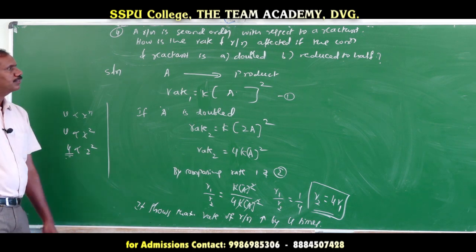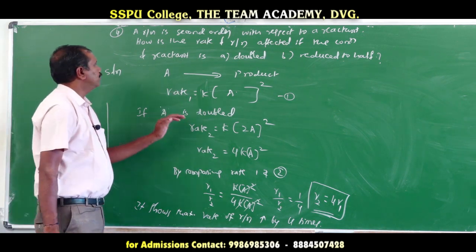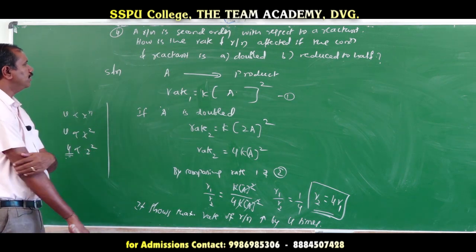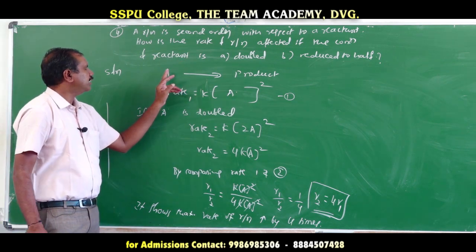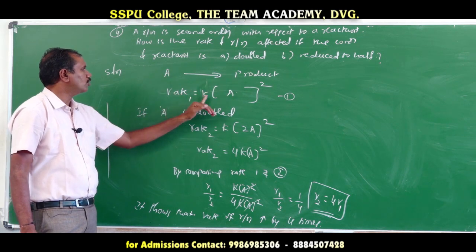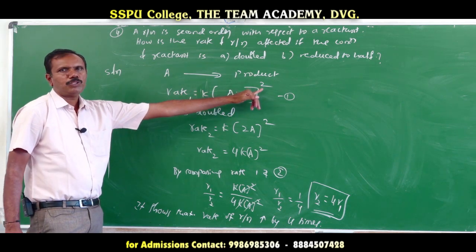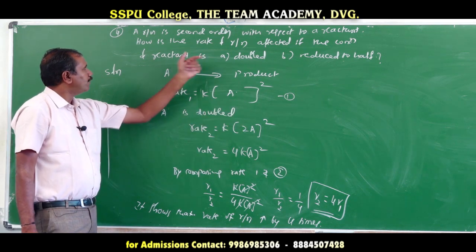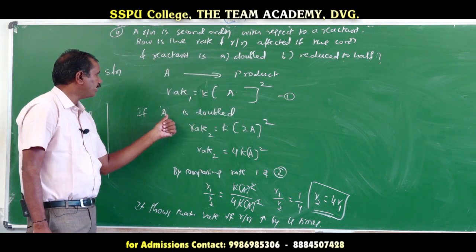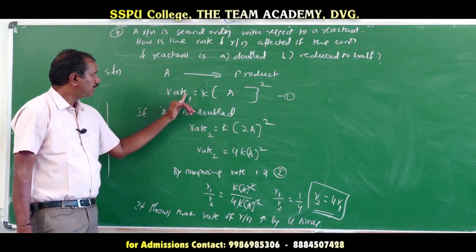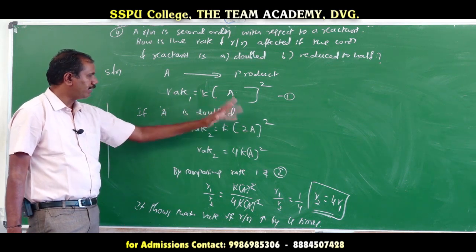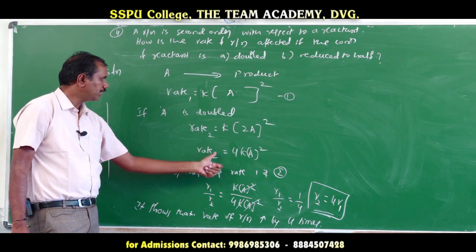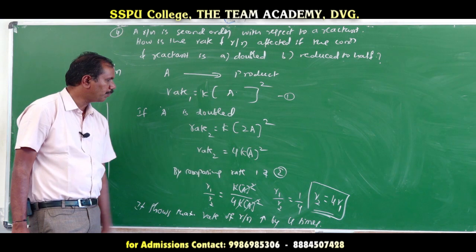Then, if the reaction is second order with respect to a reactant, let us consider the reaction A gives product, with rate equal to K into A to the power of 2. The 2 means the order is 2. What happens to the rate when the concentration of reactant is doubled? If A is doubled, where rate 1 is for concentration of A, then rate 2 is equal to K into 2A to the power of 2, which is 4 into K into A to the power of 2.